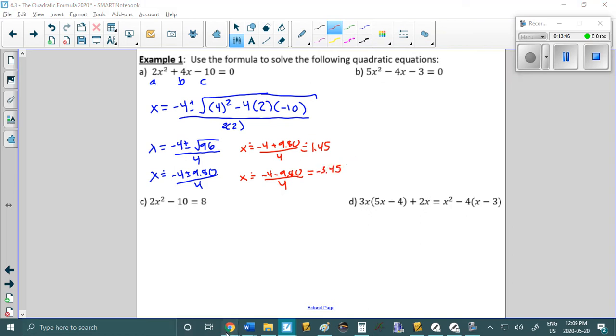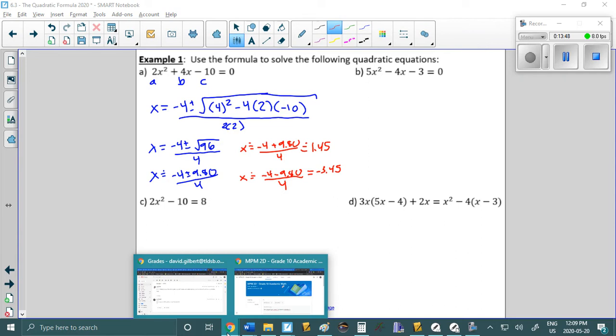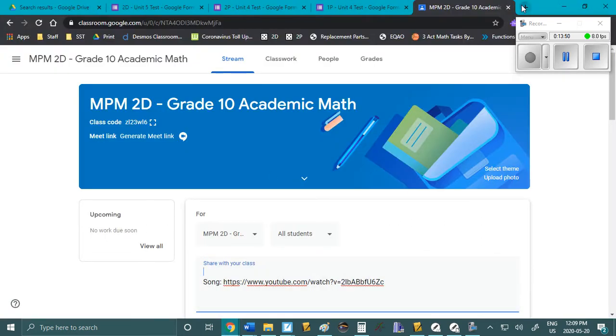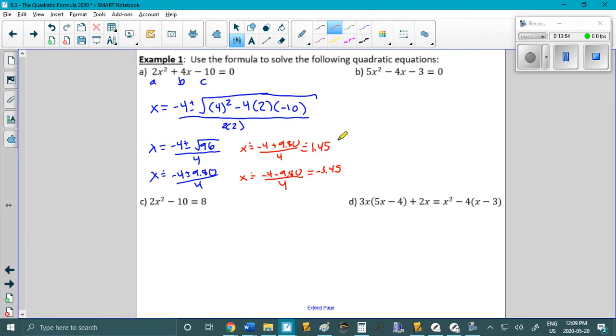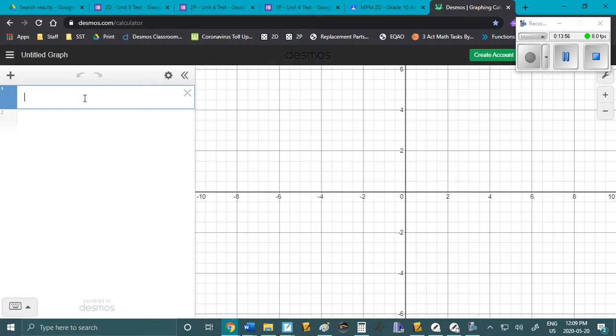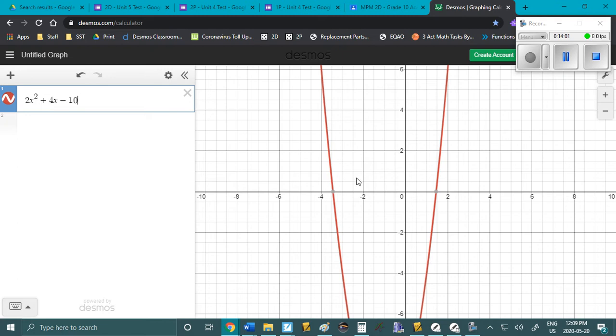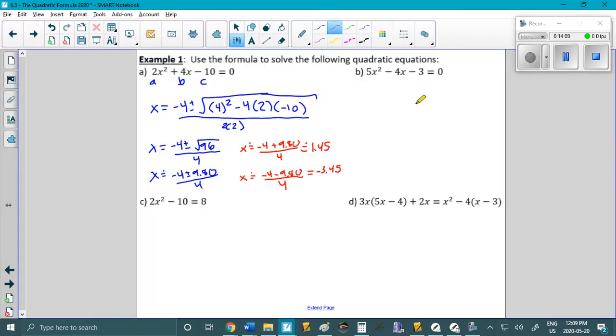Let's go to Desmos and see if that worked. Okay, so 2x squared plus 4x minus 10. And we've got negative 3.449. We said negative 3.45 and 1.449 or 1.45. I would say we did it.